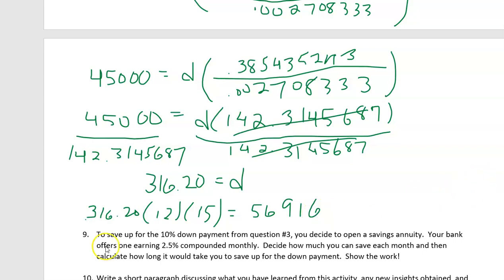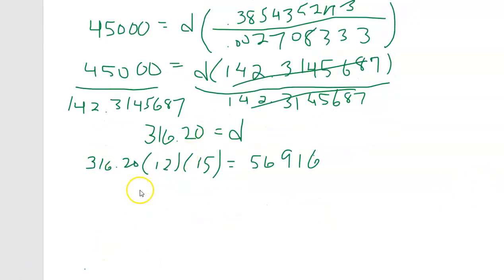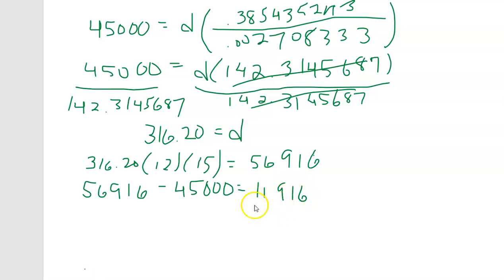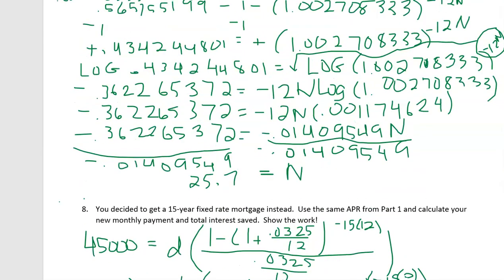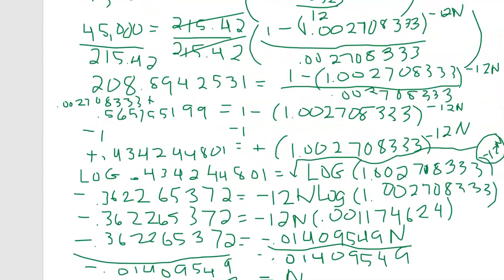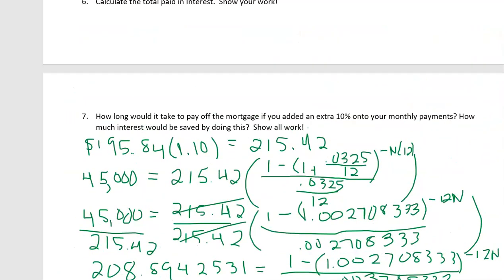Okay, now, so the interest we end up paying is $56,916 minus the amount that we financed, $45,000. And that ends up being $11,916 in interest. Now let's compare that amount of interest to what we paid when we were doing the loan for 30 years.